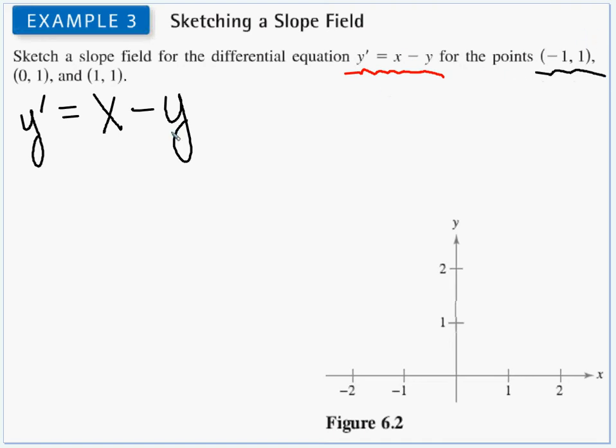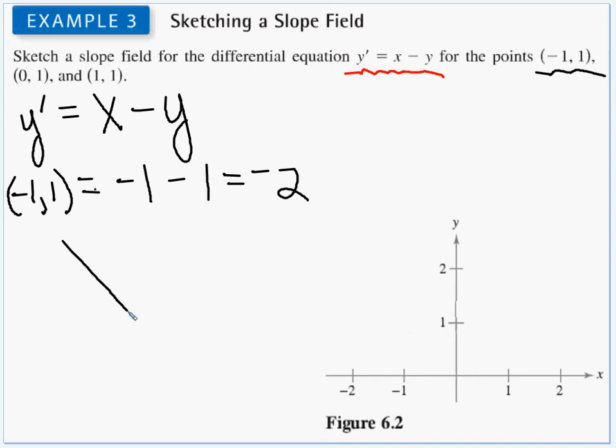And then they gave us a few points to check out. So let's do this one first, -1, 1. At -1, 1, our x-coordinate is a -1, minus our y-coordinate, which is 1. If you subtract those, you get a -2. So if I go to this point, -1, 1 is right here. And I'm going to draw a line segment with a slope of -2. Now, -1 would be about a 45-degree angle going down, so I want to be a little steeper than that. So here I am at -1, 1, and a pretty steeply sloped, downward sloped line.